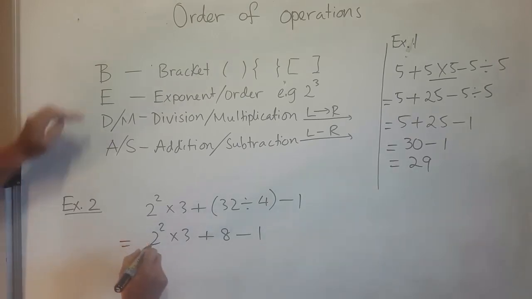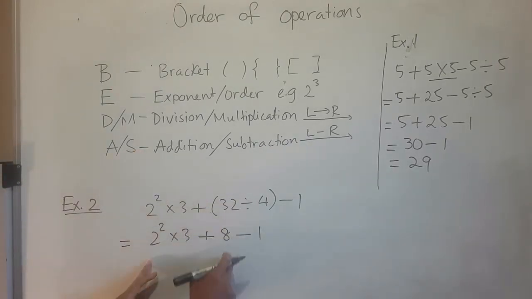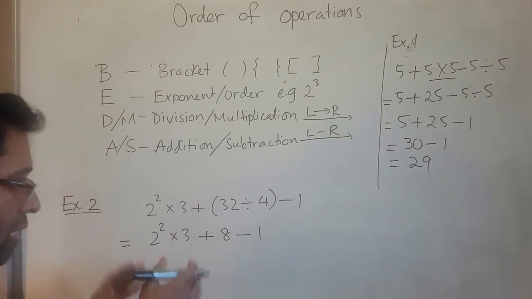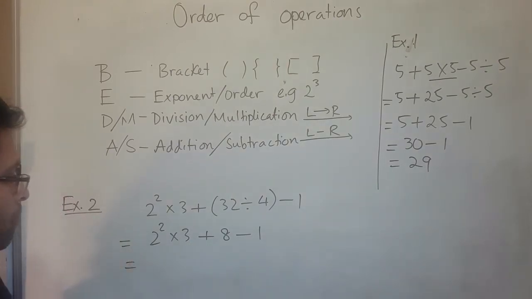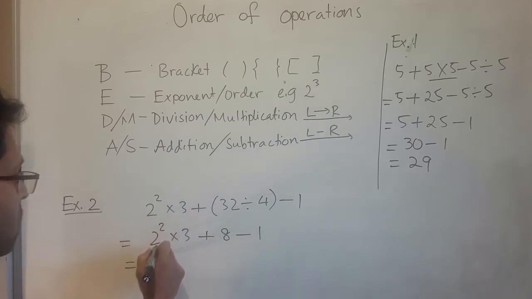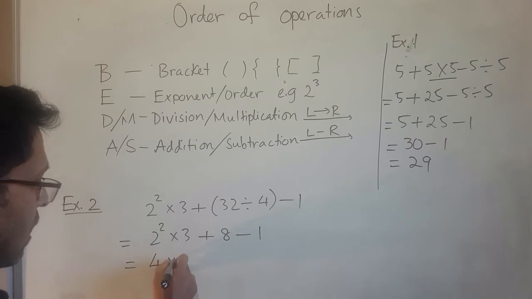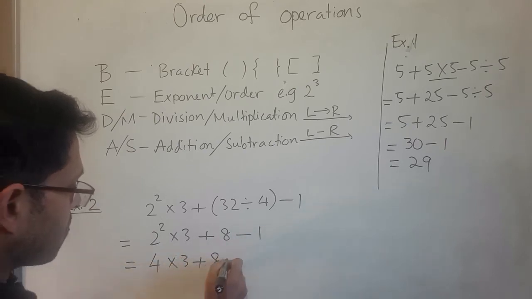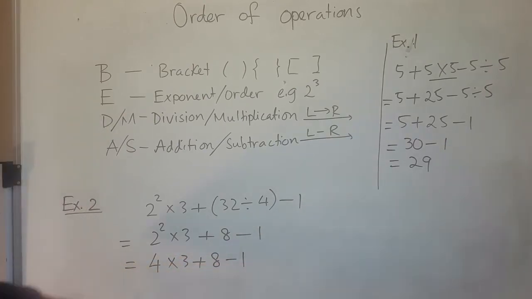Even though you can do the exponent in the first step when you're doing the bracket, because you can see that this is not actually linked with that, doing this at the same time doesn't make a difference. But I am keeping it for the second step to make you understand and so you don't get confused. So now we are doing the exponent, which is 2 to the power 2: 2 times 2 is 4. Then times 3 plus 8 minus 1.